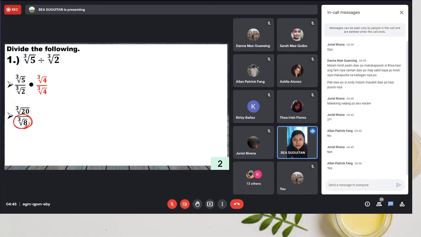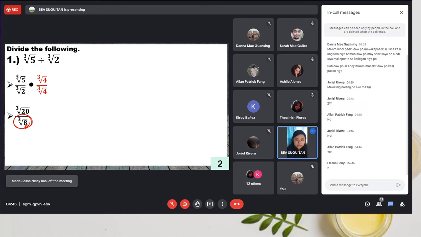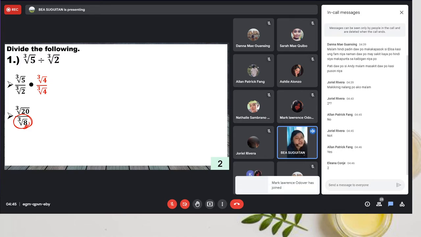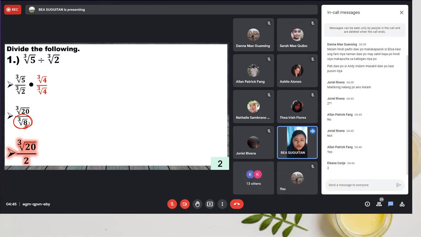What is that certain number wherein if we are going to multiply itself thrice, it will give you 8? Ano yung number na yon? Na kapag minultiply natin yung sarili niya ng 3 beses, mag-equal siya kay 8. 2. Ayan, 2. Very good. Okay, same thing with Eliana and si Nathalie, sabi niya 2 and si Eliana, sabi rin niya sa chat box 2. That is correct. Therefore, your final answer will be cube root of 20 over 2.